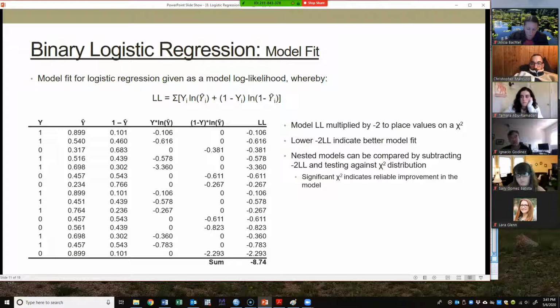Okay, so some cool stuff with some different tests that we could do to look at whether or not my predictors are adding to and improving the overall model. Questions on this?